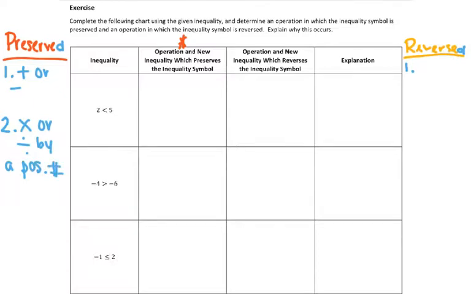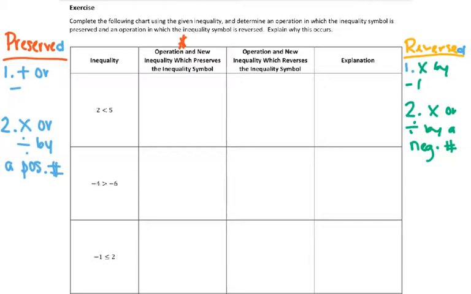Over here, for reversed, we can multiply by -1 and it will be reversed. Or we can multiply or divide by a negative number and it will be reversed. It doesn't matter which. So we have these two ideas here, which will be really good for us because we want to be able to either keep or change our inequality symbol and then give an explanation for it.